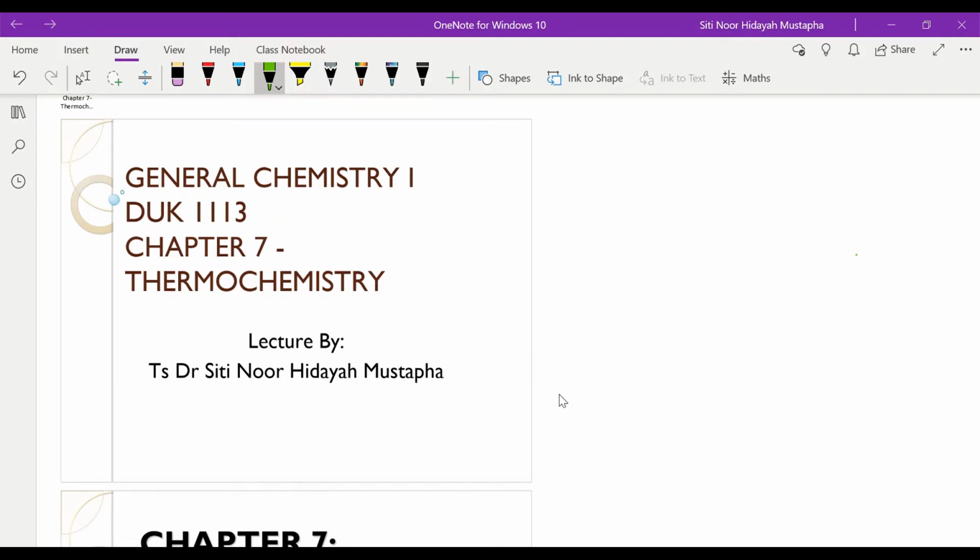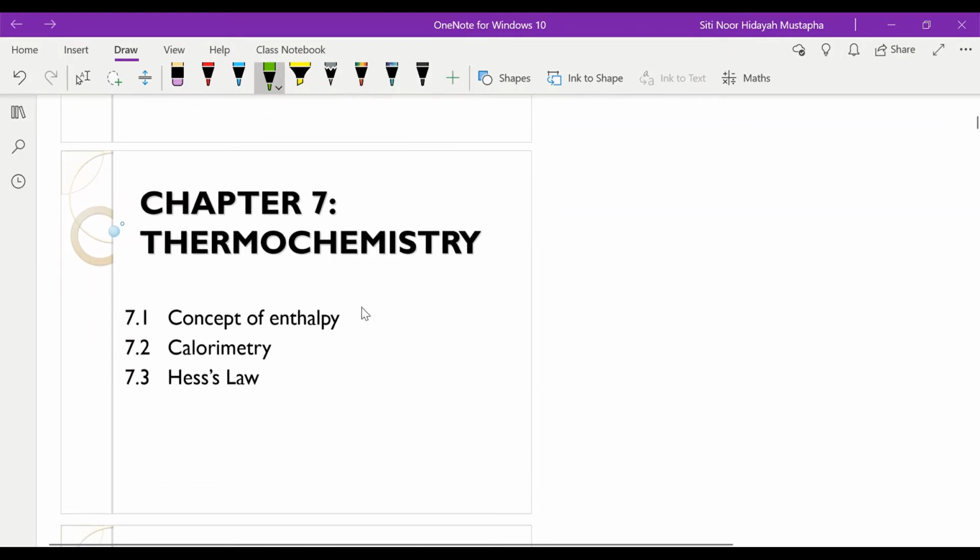So welcome to the last chapter, which is chapter 7, Thermochemistry. I am Siti Noor Hidayah Mustapha, and I will present this particular chapter to you. In thermochemistry, you will have three subsections: the concept of enthalpy, you will learn about calorimetry, and the last part you will learn about Hess's law.